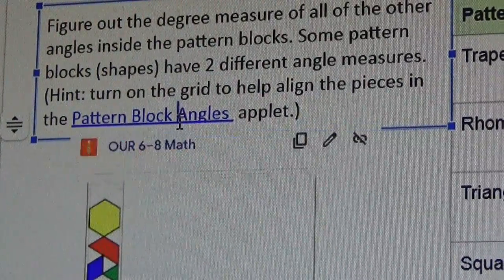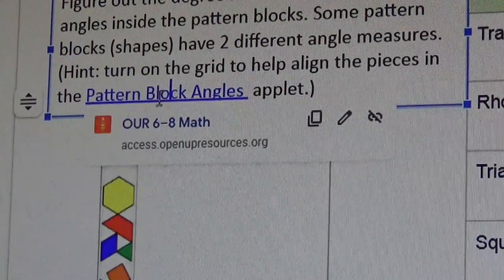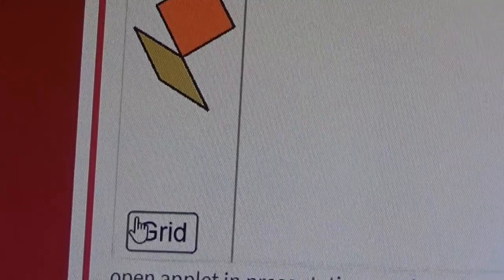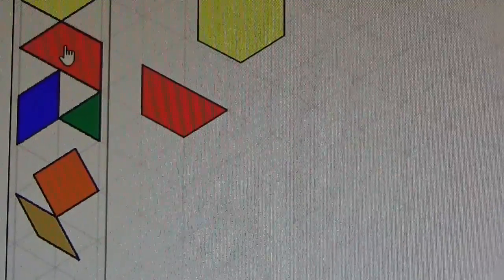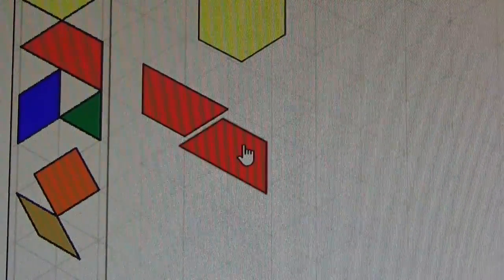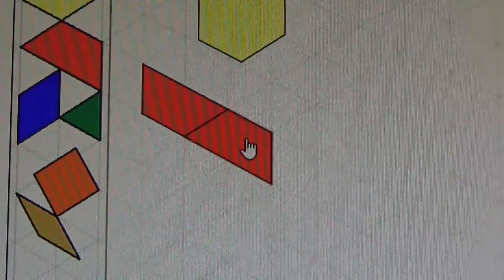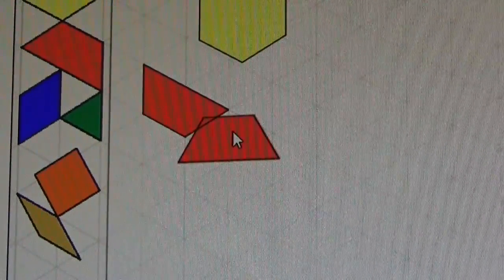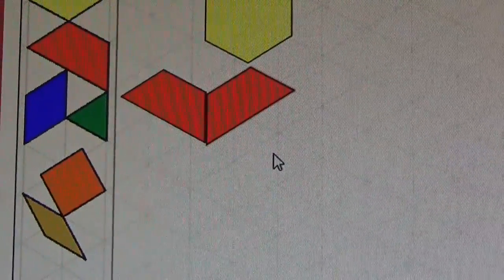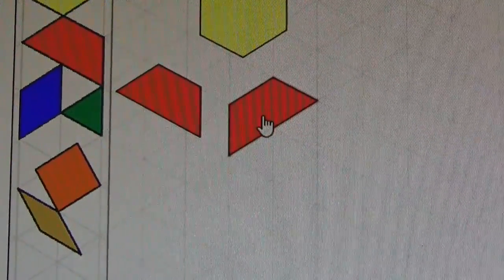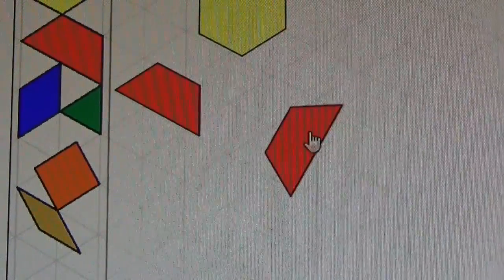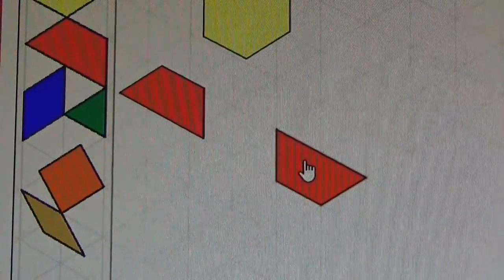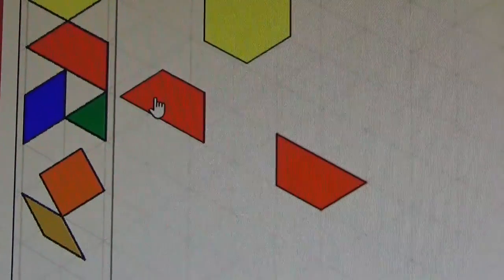So we click here, and click here again. Turn on the grid. Remember that as we put these polygons or pattern blocks together, we want to make sure that they meet at one vertex, that they don't overlap like this. This might be a good start. Also, it's helpful to rotate the shape when it's separate from other shapes, because you might click on one of these by accident.